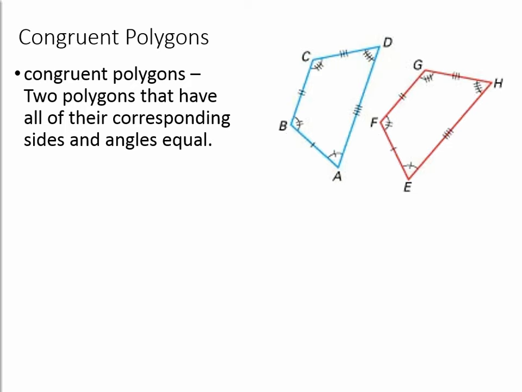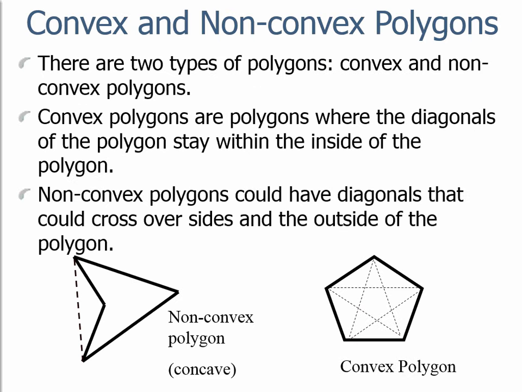So that's why A, B, C, D congruent to H, G, F, E will be false, because angle A and angle H are not marked the same. Like I said, order matters. But we'll practice a little more of that a few sections later. For today, from polygons, let me talk about convex and non-convex. Our non-convex, we're going to use the word concave. There are two types of polygons, convex and non-convex polygons.